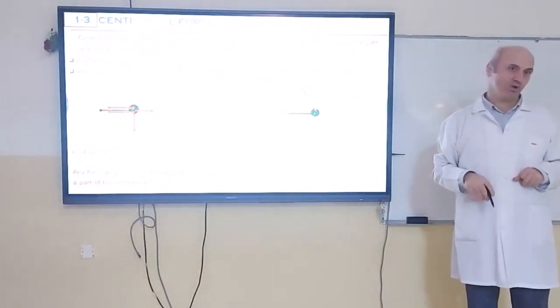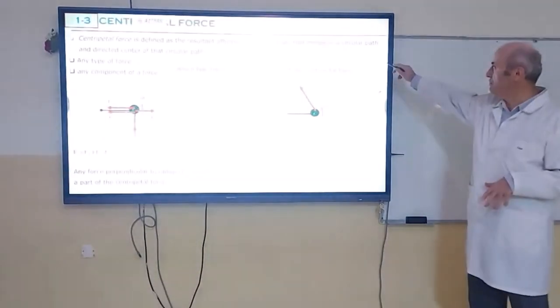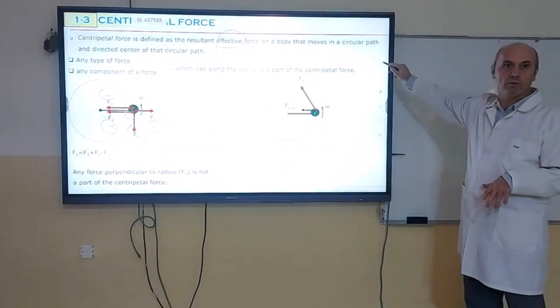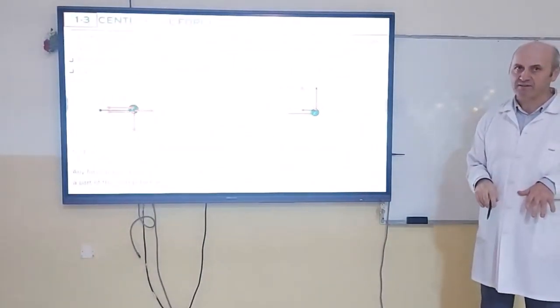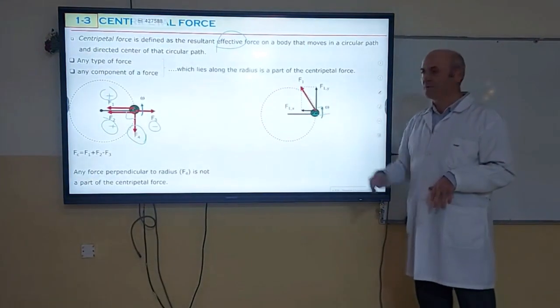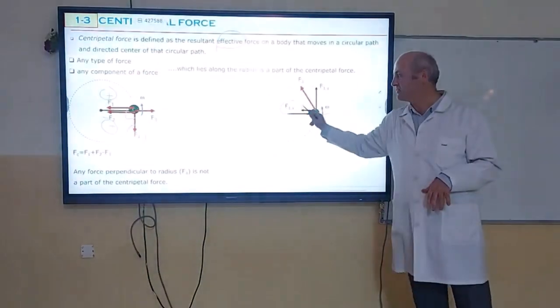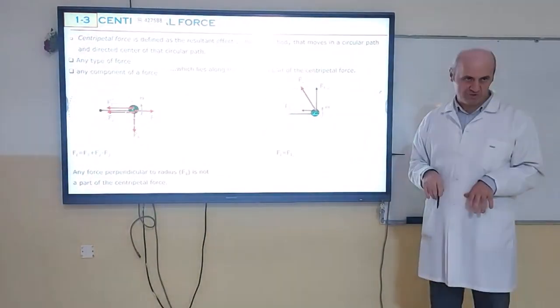Okay. What if a force is acting inclined? In this case, you should resolve the force into components. This force has two components, X and Y. One component is effective, one of them is not. Which one is not effective? F1Y is not effective because it's acting perpendicular to this. The only effective one is F1X. F1X is going to be the centripetal force.